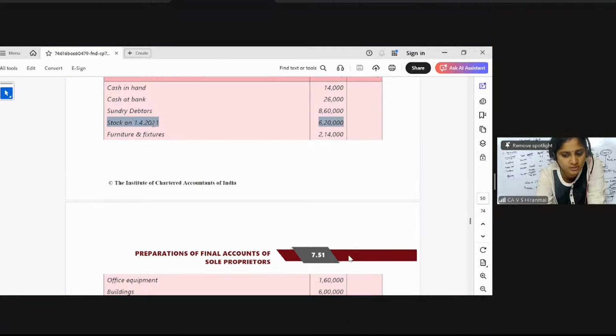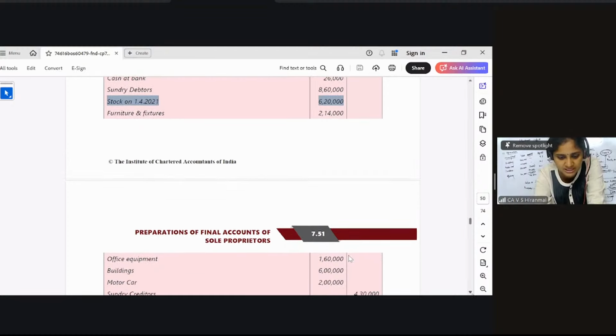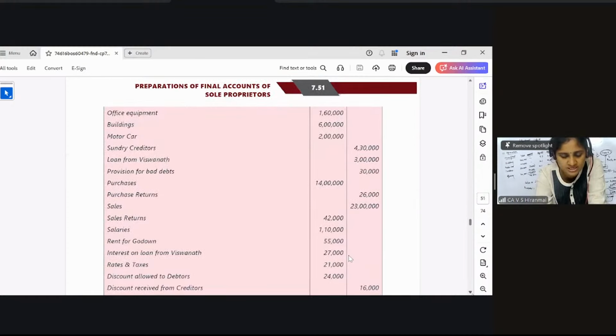Opening stock's value will go to the trading account debit side. Furniture, fixtures, office equipment, buildings, motor car, for these you should take the closing balances from the working note. Sundry creditors, there is no adjustment, so take it into the balance sheet liability side. Now, loan from Vishwanath also will come in the liability side, but below that you will write outstanding interest, which is 6,000. Now, provision for bad debts, you have already taken into the account. So the provision for bad debts will be 33,000, coming from the account to the P&L.